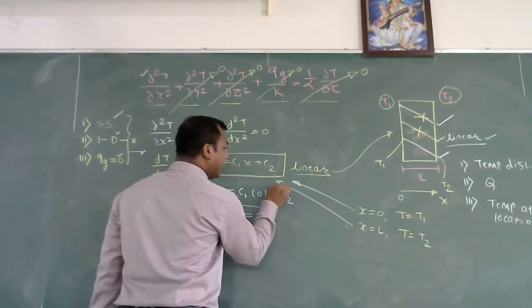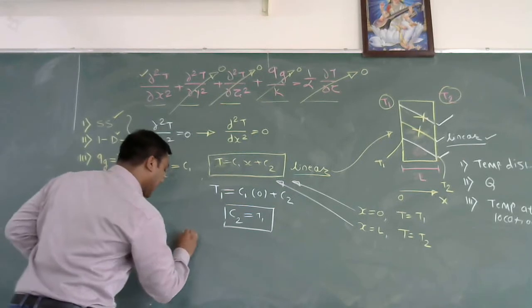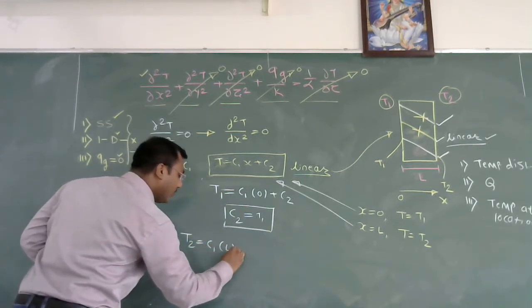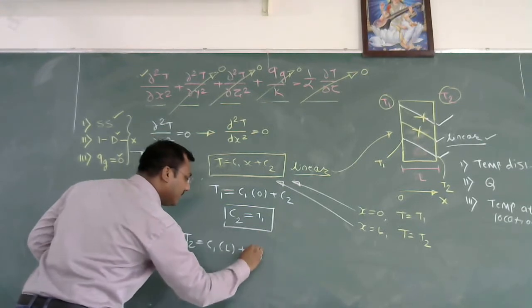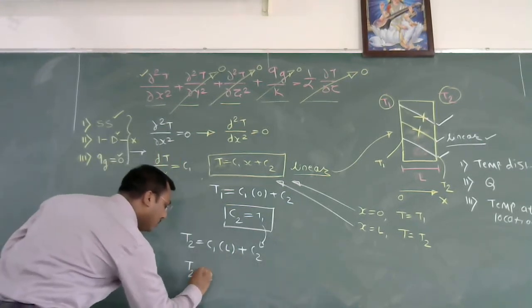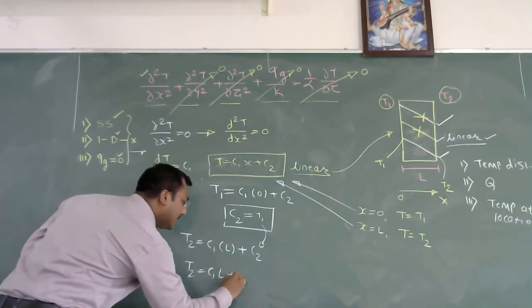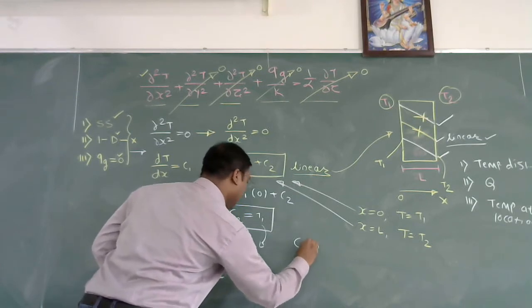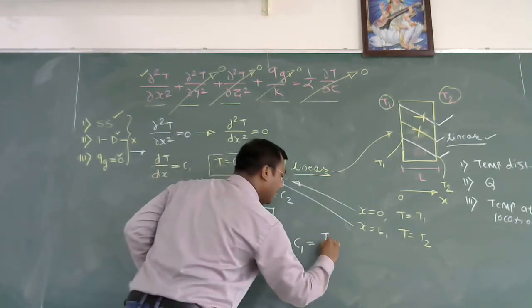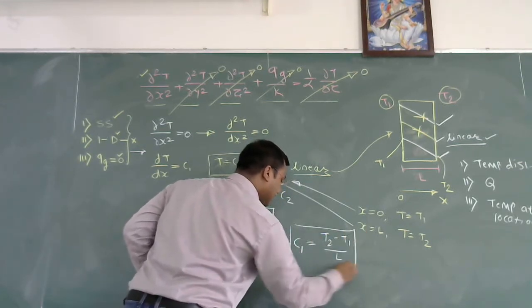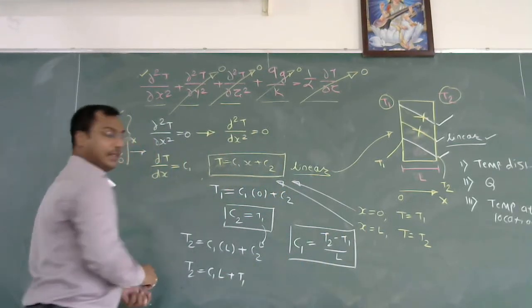If I put the second boundary condition in the equation, I will get T2 is equal to C1 into x, where x is now L, plus C2. C2 is T1, so I need to replace this also. So T2 is equal to C1L plus T1. It means that C1 is equal to (T2 minus T1) divided by L. So this becomes C1.